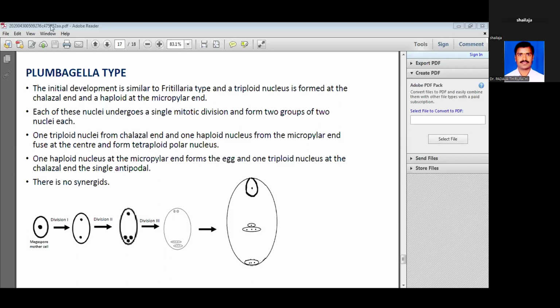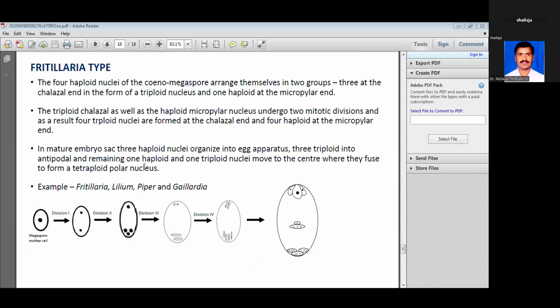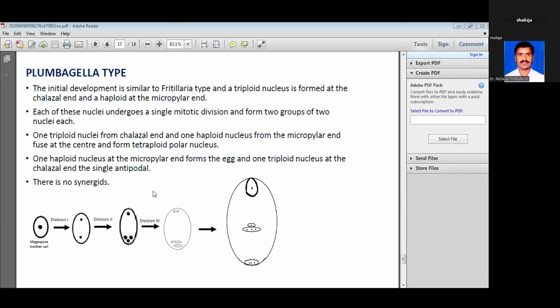So in Fritillaria and Plumbagella, we observed that the nuclei fuse and form the triploid. What is the triploid nucleus? Three fuse and form one triploid. One is treated as one, so we call it triploid. Two triploids are formed in the Plumbagella type. Only one mitosis is observed in the Plumbagella, two mitotic divisions are observed in the Fritillaria. That is the difference between the Fritillaria and Plumbagella.